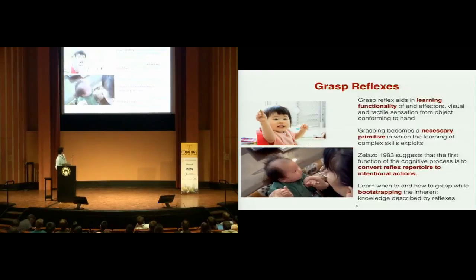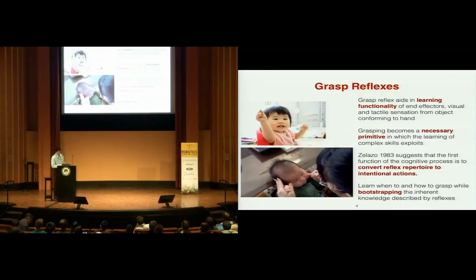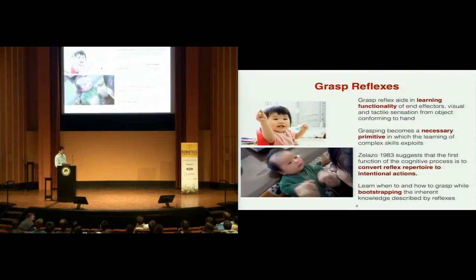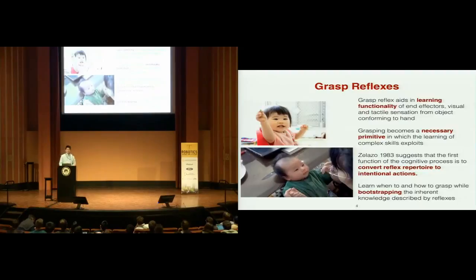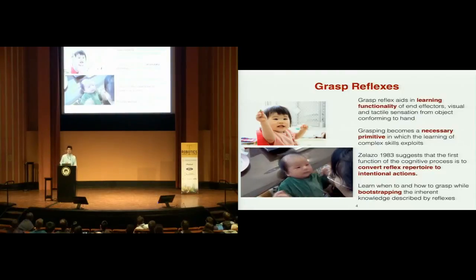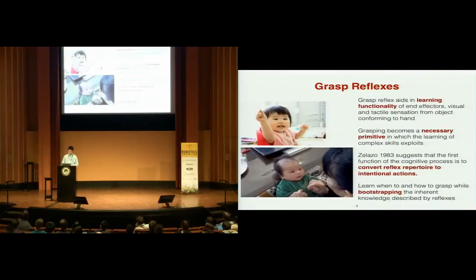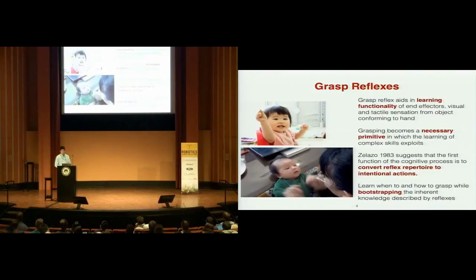This video shows some examples. Actually, this is my son. The grasp reflex plays an integral role because it aids in learning the functionality of end effectors through tactile and visual sensations. And grasping becomes a necessary primitive for learning more complex skills.